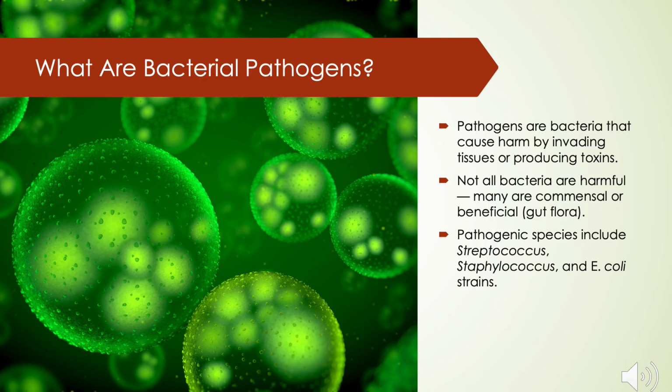Bacteria are single-celled organisms that can be both helpful and harmful. Beneficial bacteria live in our gut or help produce food, but pathogenic bacteria cause infection by invading tissues or releasing toxins. Examples include Streptococcus pyogenes, Staphylococcus aureus, and certain E. coli strains.